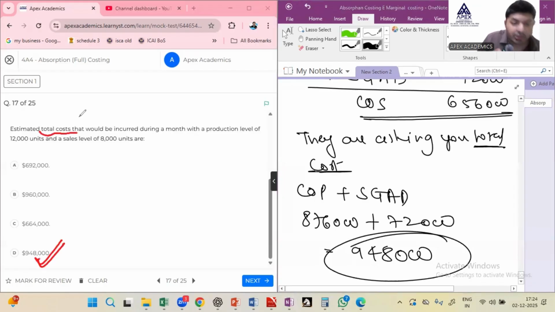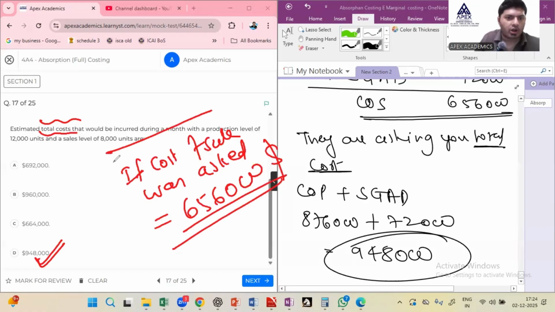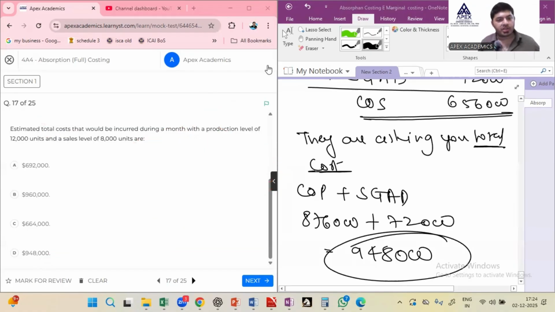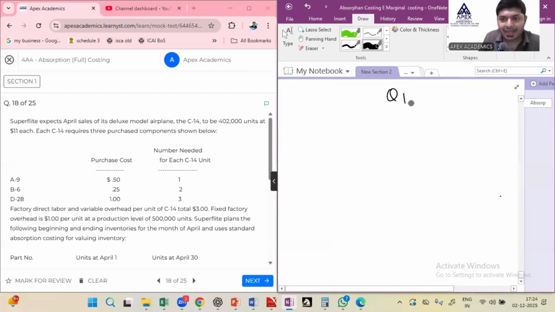Remember, they have said total cost and not cost of sale. If cost of sale was asked, your answer would be 6,56,000. Please be careful with respect to this. Let us go now to question number 18. Question number 18, an excellent question which is related to one of our earlier questions actually. In this question, we are straight away going to assume the FIFO method. Please let us take a look at question number 18.